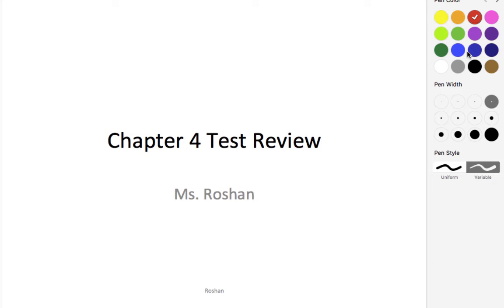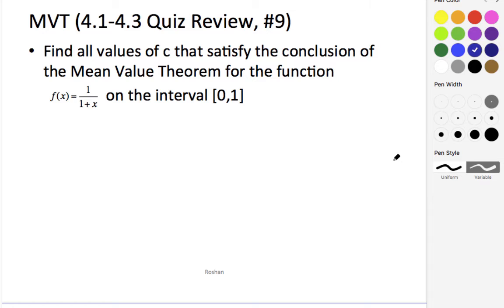This is going to be a pretty quick little review for your Chapter 4 test. The first question that I wanted to go over was a mean value theorem question. Find all values of c that satisfy the conclusion of the mean value theorem for this function, f of x equals 1 over 1 plus x on the interval 0 to 1.